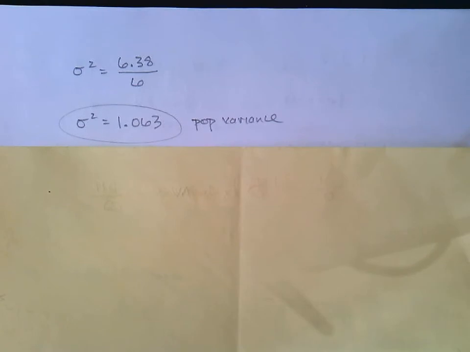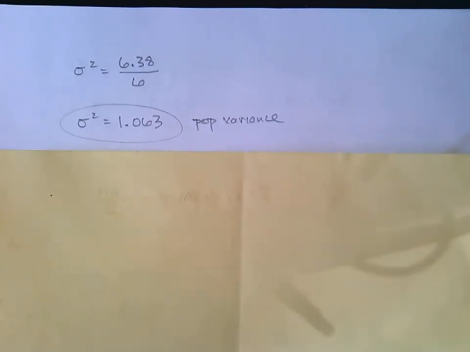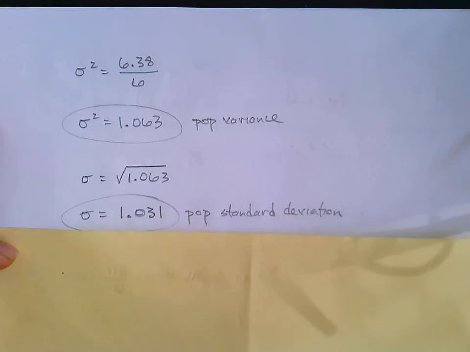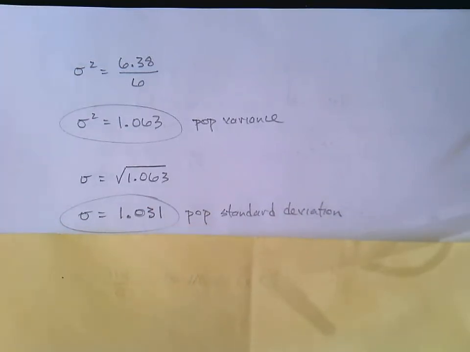In the same question it said to also find the population standard deviation. Well, that's really what we're after at the end of the day. All we got to do at this point is take a square root, and we're going to round this to 3 decimal places as well. The square root of 1.063 is 1.031 when it's rounded. And that's our population standard deviation.